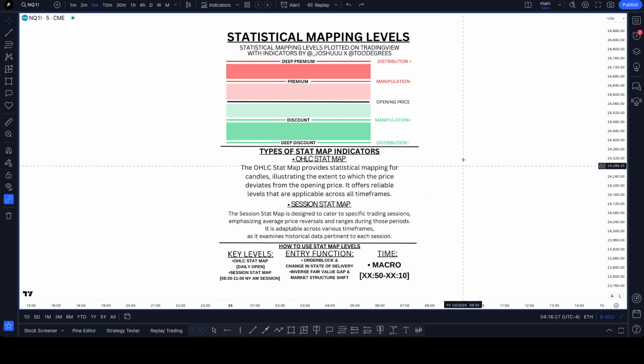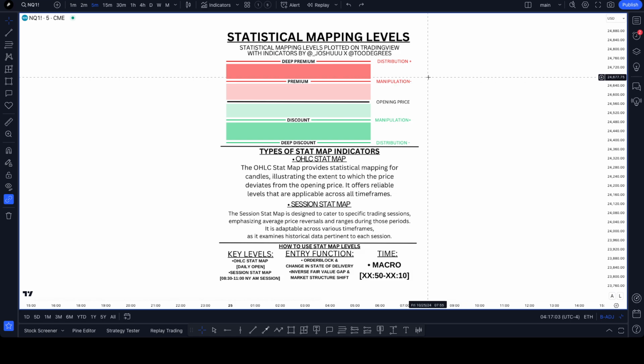So here we have the statistical mapping levels that are plotted on the TradingView charts with indicators by @_JoshU and the 2 degrees team. When we use these indicators, the OHLC stat map or the session stat map levels, it's going to throw out 5 levels: 2 distribution levels, 2 manipulation levels, and then the opening price. The distribution plus up here is going to be our deep premium, while the distribution minus is going to be our deep discount.